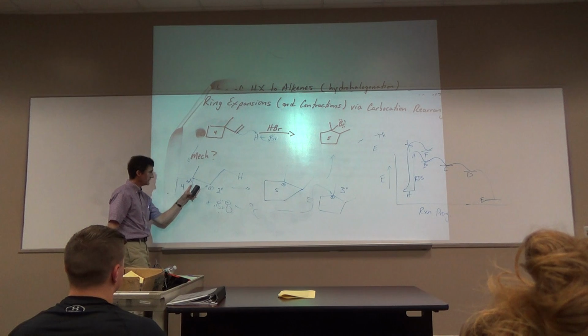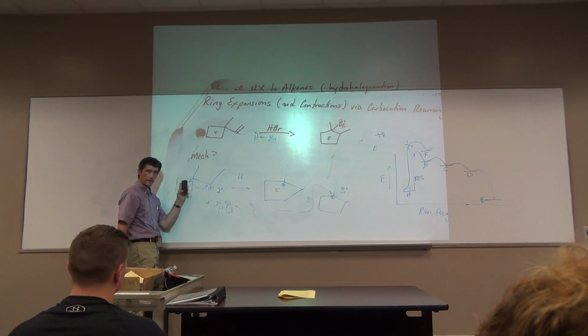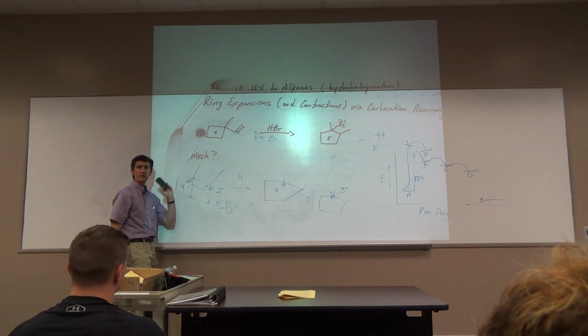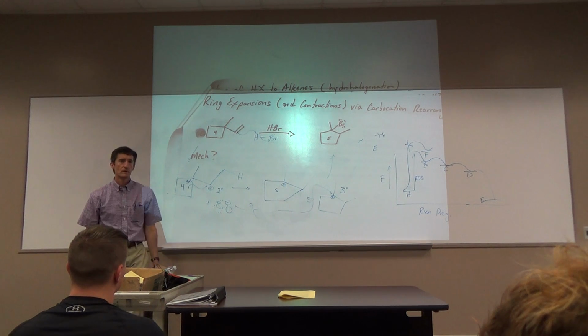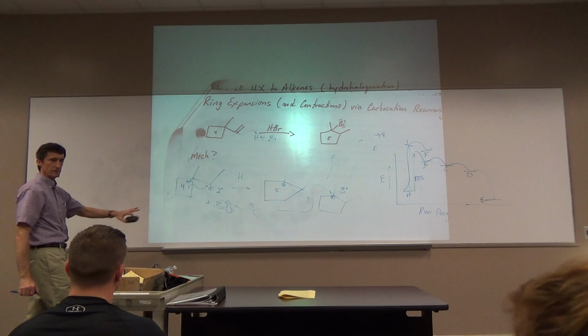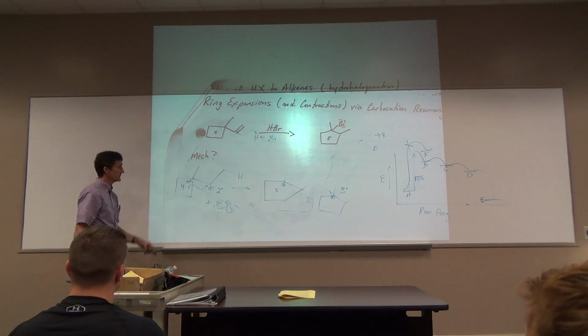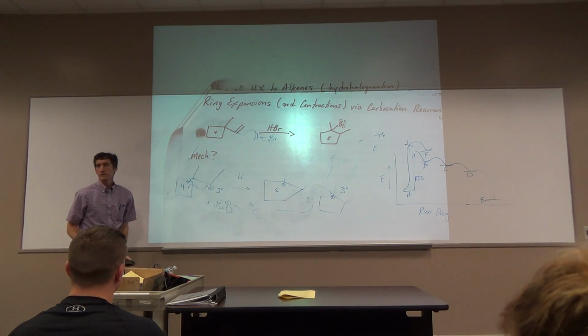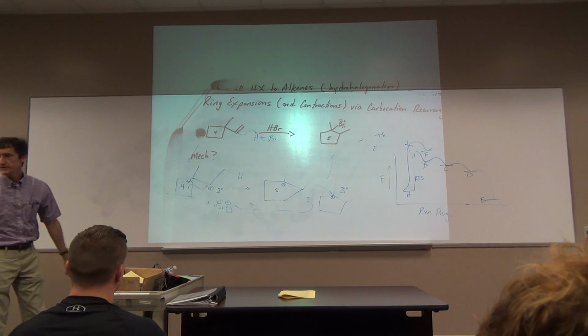What if instead of this bond shifting here, what if we did a methyl shift here? What would that product look like? Can you draw the product that came from a methyl shift here? See the methyl? What would the product look like if the methyl had shifted instead?